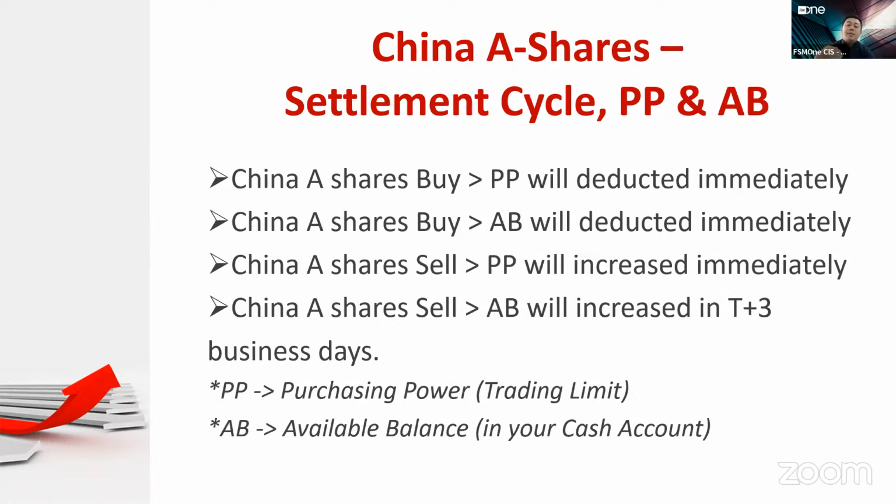But if you would like to withdraw the money from your cash account, then the AB will only be reflected on T+3 business days, because it will take some time for the Hong Kong counterparty to settle the trade, then receive the money from the exchange and send it back to our company in Malaysia. So the whole sale process will take T+3 days for you to get your money back.